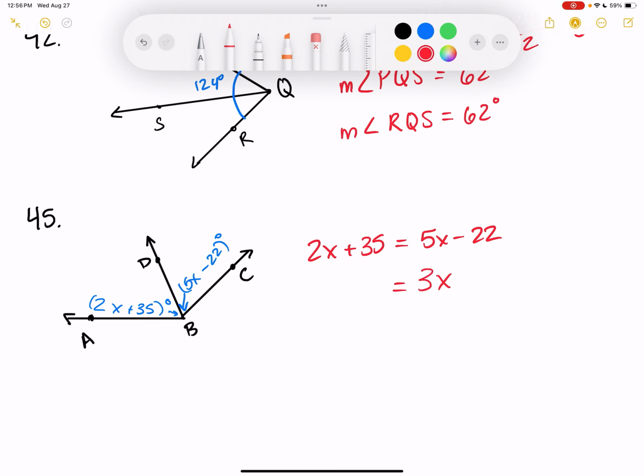And then what about this? What do I need to do? 22 to 35. Yep, so that'll give me 57. Divide by 3. So x is what? 19. So x is 19. This is what they want you to solve for, okay? If they ask you to actually find what the angle is, we would just plug it in and we could find it that way. But all they're asking you to do is solve for x.